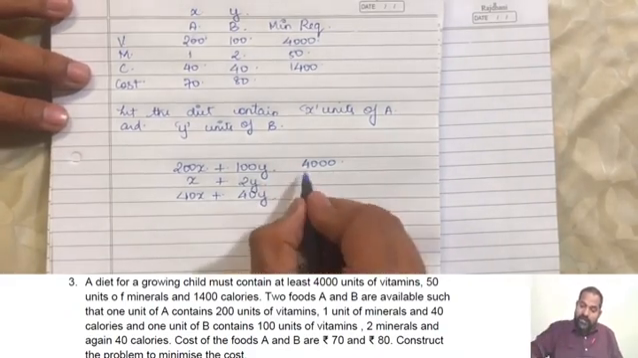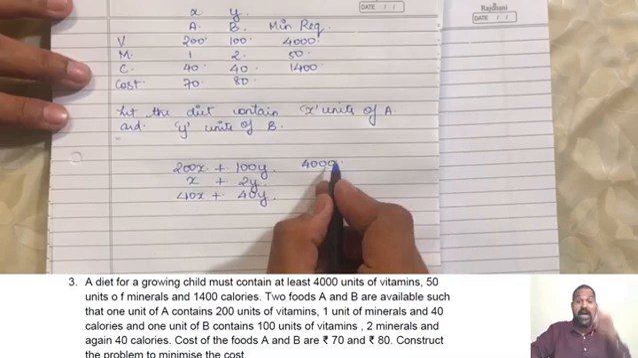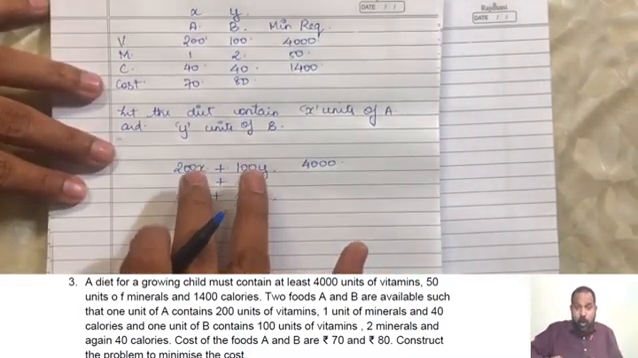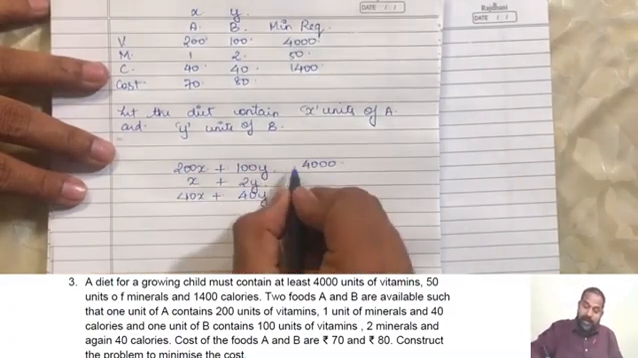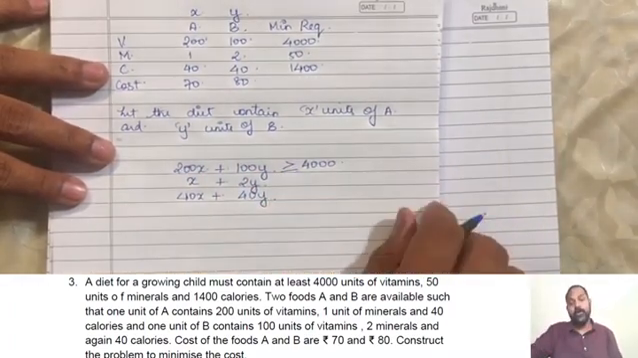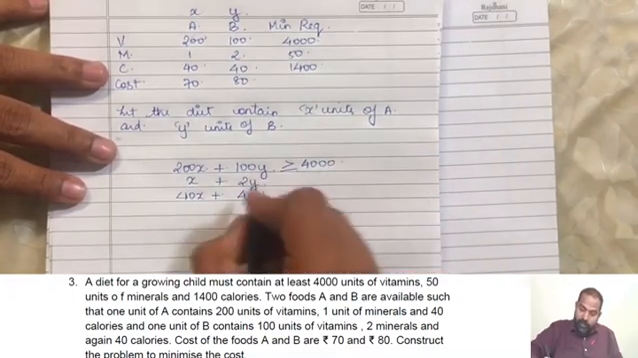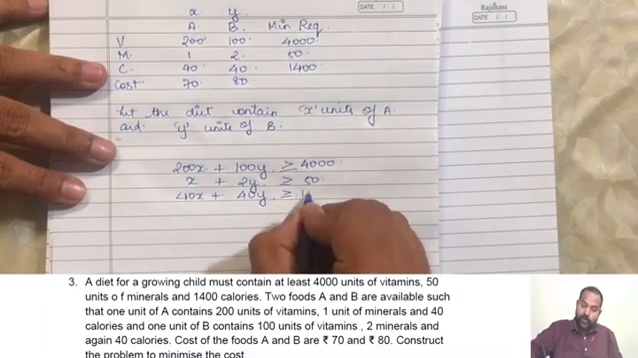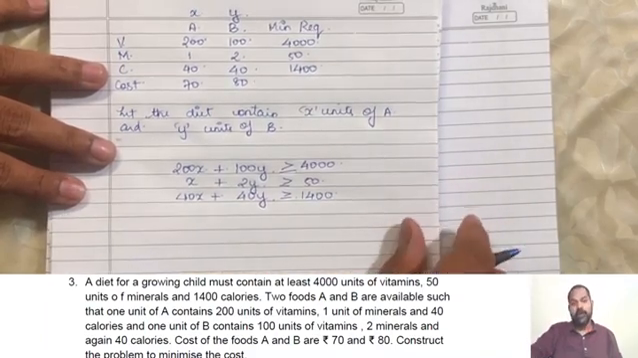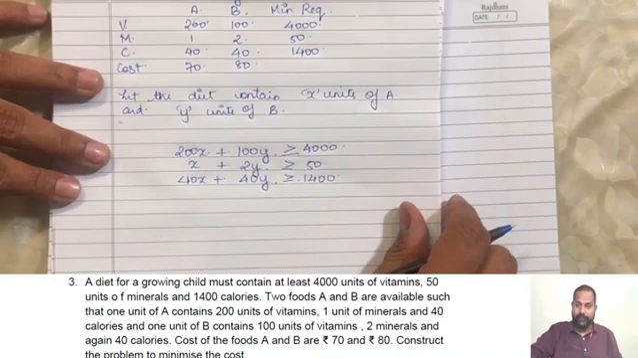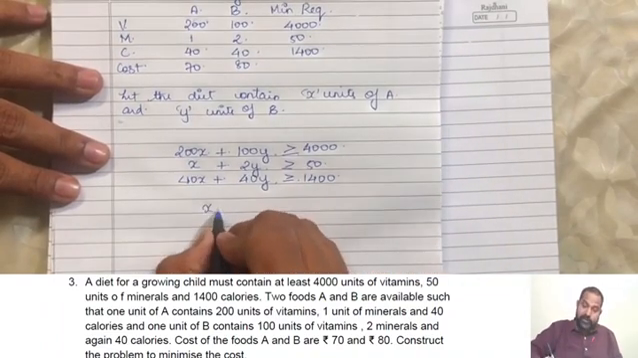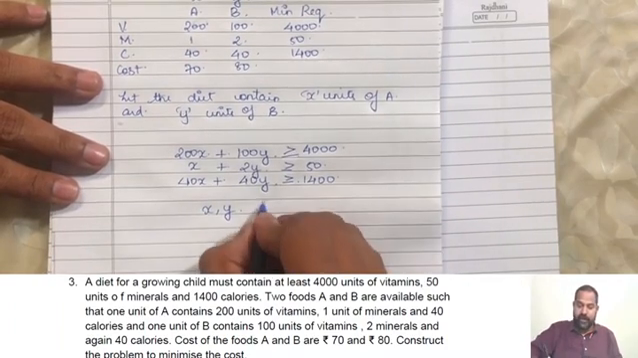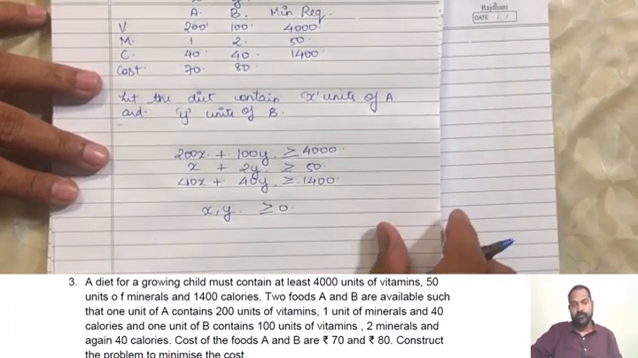So when you say that the requirement is at least 4,000, I need to make sure that the combination in which I am mixing them should always be greater than or equal to 4,000. This combination should be greater than or equal to 50, and this combination should be greater than or equal to 4,000, knowing that x and y, which is the number of units of A and the number of units of B, should always be greater than or equal to 0.